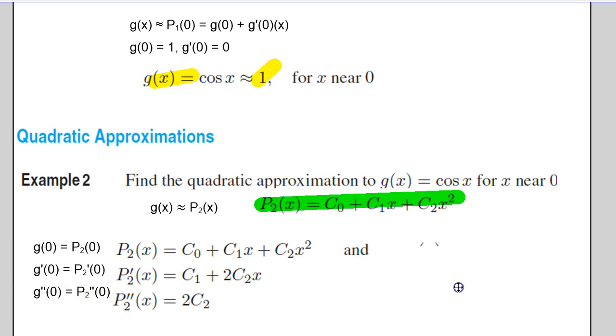And so we can use the fact that since g of x is cosine of x, then g prime of x is negative sine of x, and g double prime is negative cosine of x. Then these function values should match when x is equal to 0.